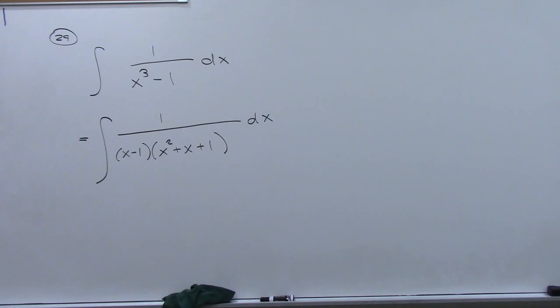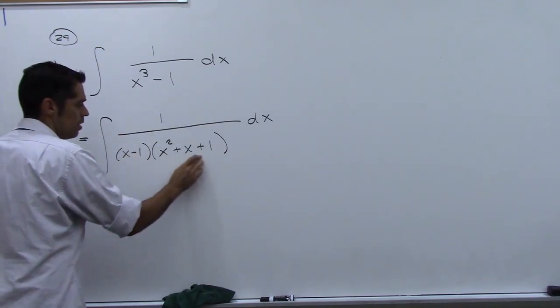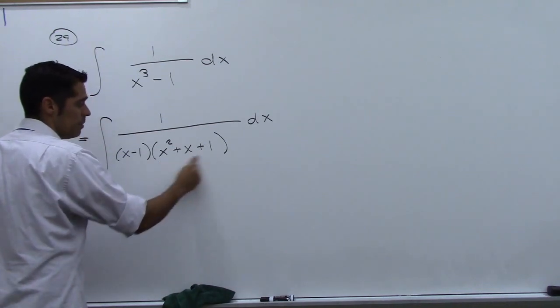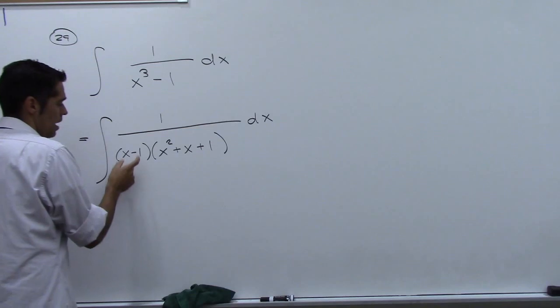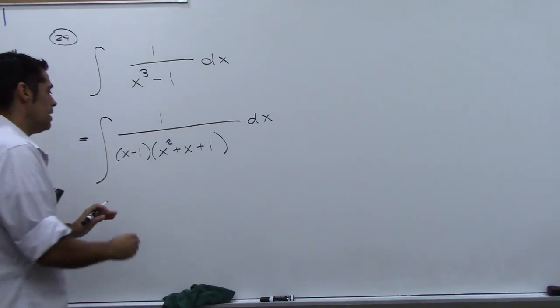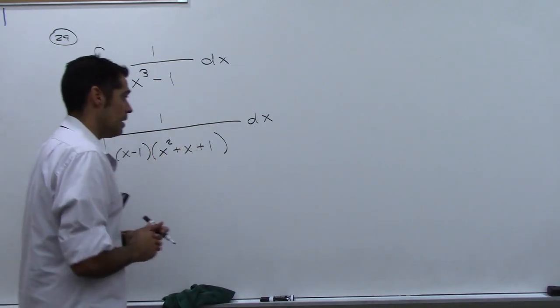So now what we do is we look at this and we say, okay, we've factored this. This quadratic that's left here is an irreducible quadratic, so there's nothing we can do to factor that any further. And then we have a distinct linear factor here. So we have a combination of one distinct linear factor and one irreducible quadratic.